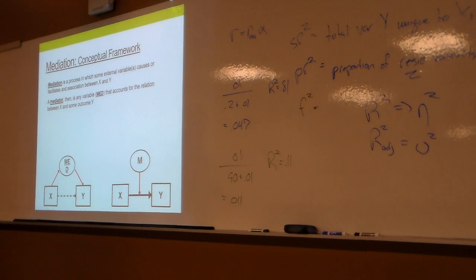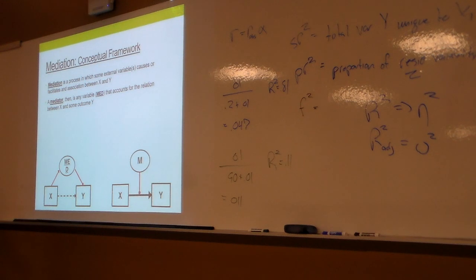This is different than our moderation. When we're talking about a moderator in a moderation analysis, we're talking about the boundary conditions. X is related to Y, but is X related to Y in the same way always and forever under all possible circumstances? Or are there certain things that change the magnitude or direction of the relation between X and Y? A moderator changes the nature of this relation.